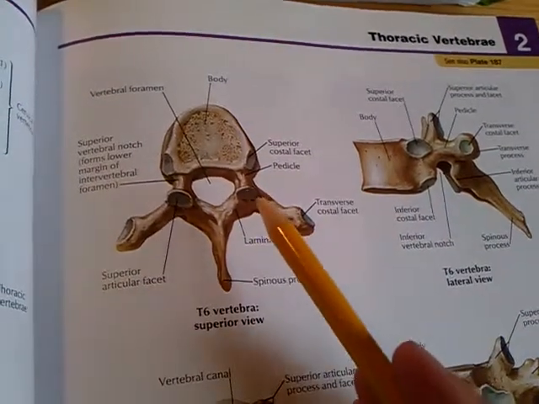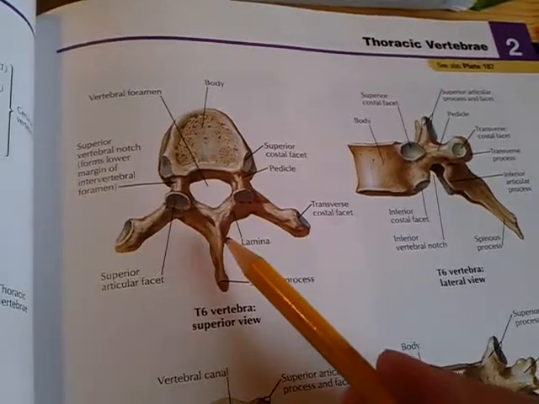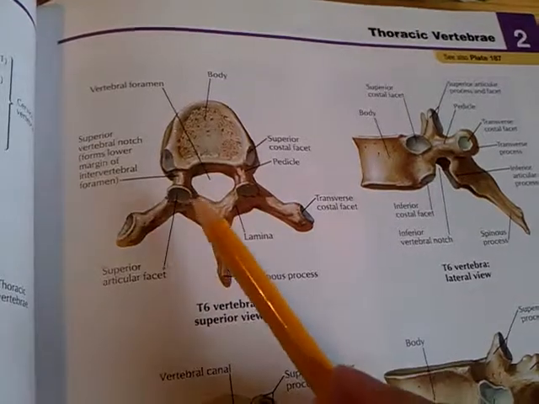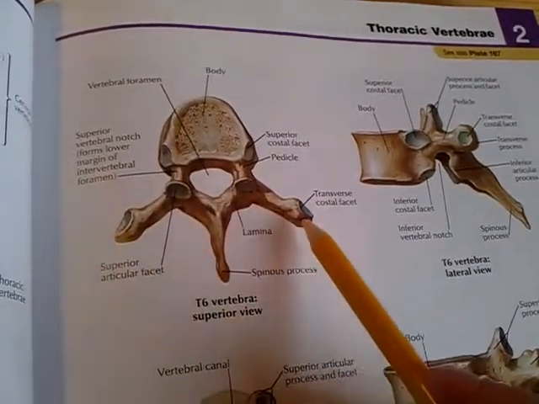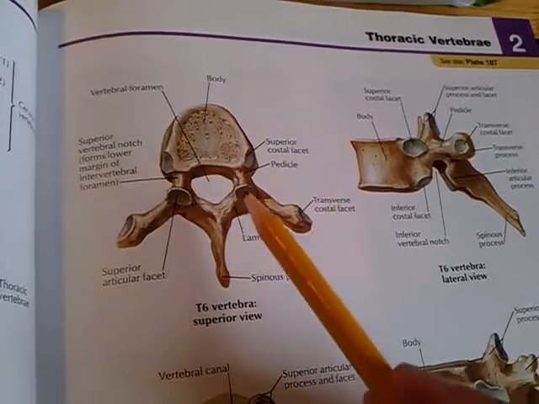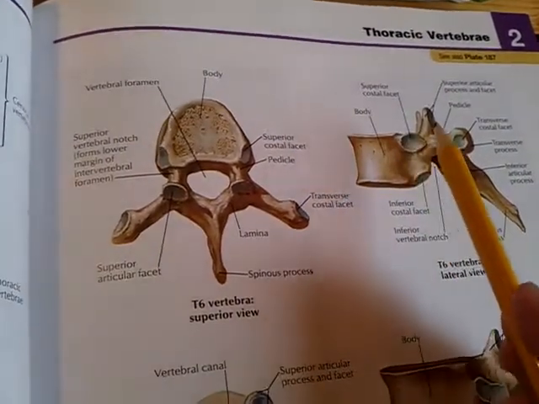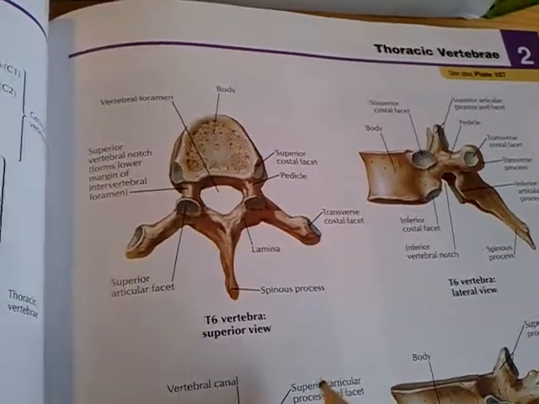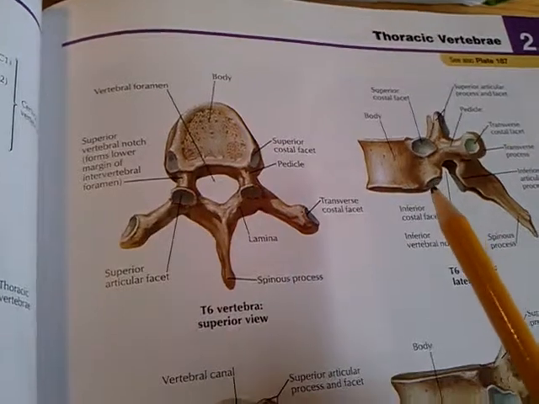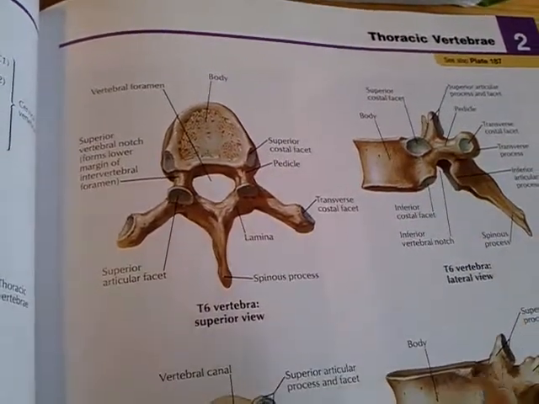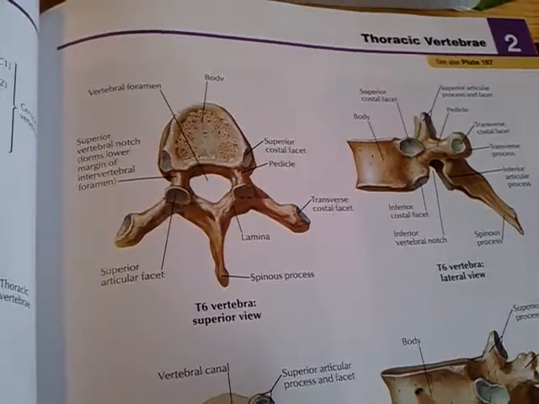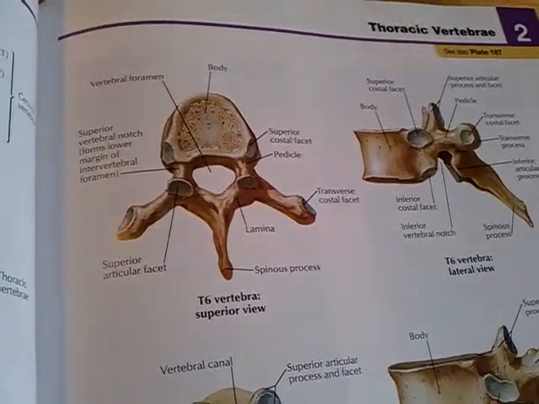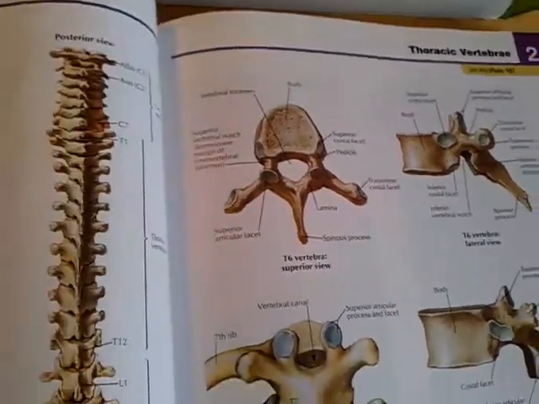The processes of the lamina are the spinous process, also called spine, the transverse process, and the articular processes. You have a superior and inferior articular process with an articular facet. Then we have cervical and thoracic vertebrae.